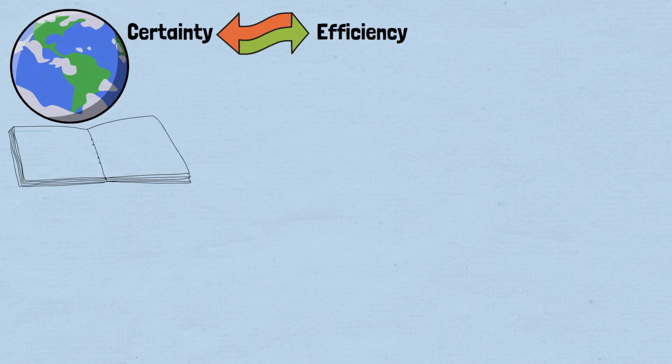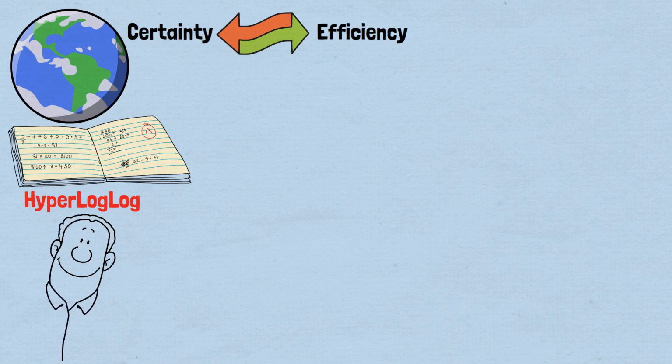This is the world of probabilistic algorithms, mathematical approaches that trade absolute certainty for remarkable efficiency. And among these clever mathematical shortcuts, HyperLogLog stands as perhaps the most elegant solution to an otherwise impossible problem.